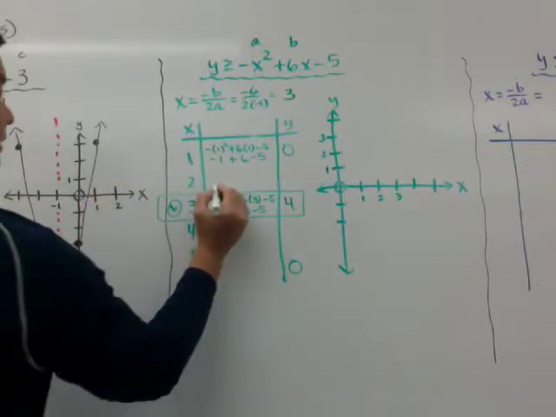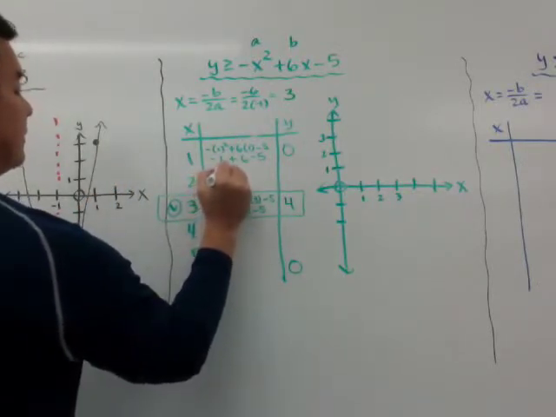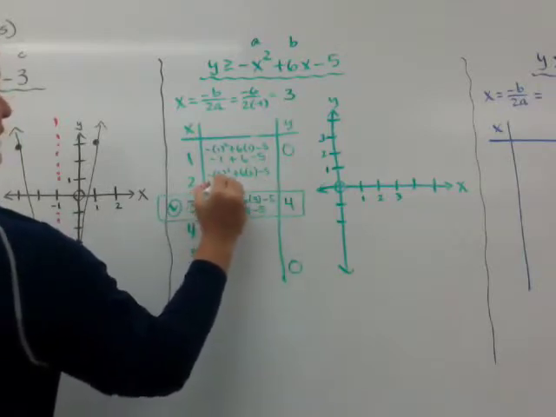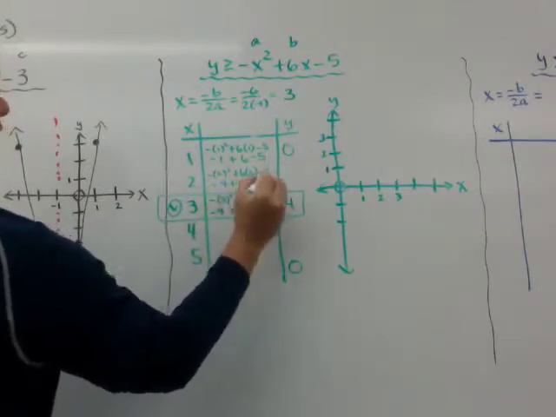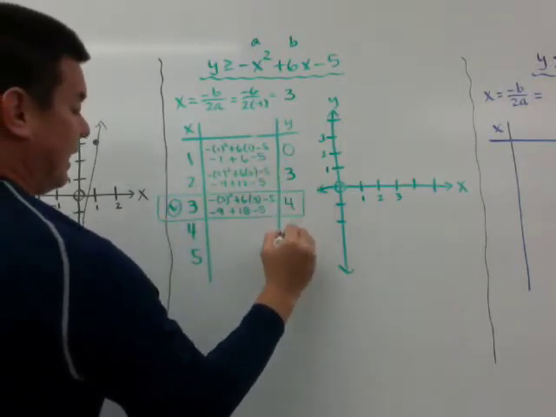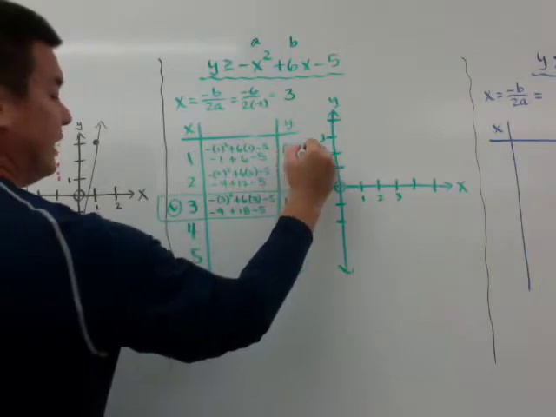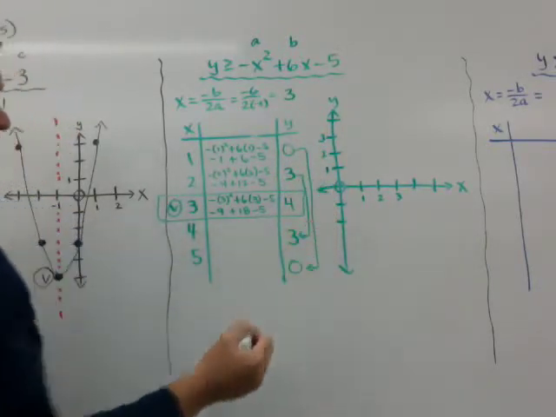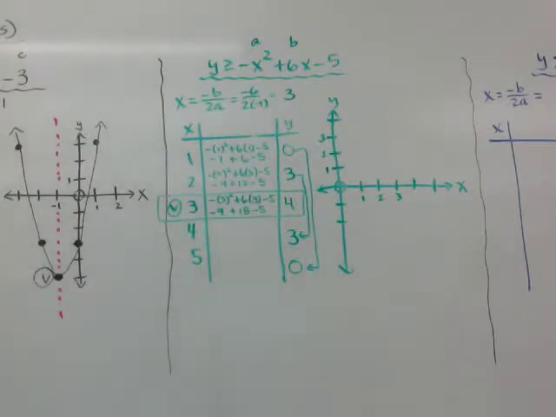If I put a 2 in there, negative 2 squared plus 6 times 2 minus 5 is negative 4 plus 12 minus 5. And that would equal 3. And I can put the 3 here. So again, this one would go here, and this one would go here, because they mirror each other on the opposite side of the vertex. And all I do is graph it.